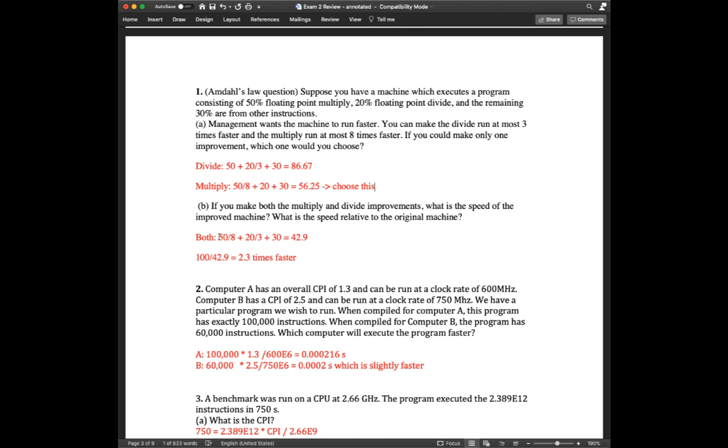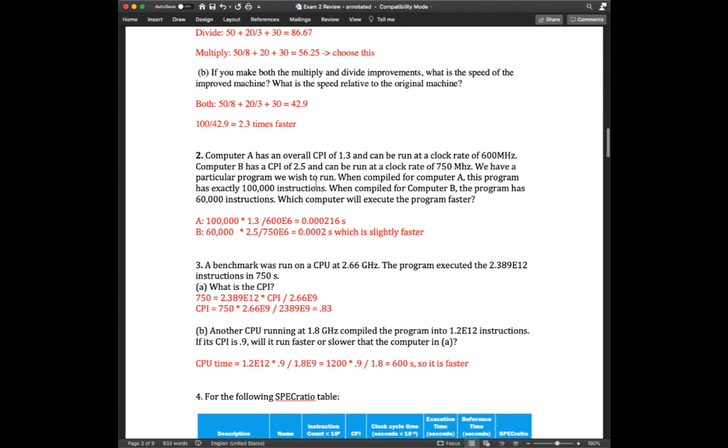If you made both, well, I just put both of those in the calculation here. And I'm asking this on the review, what's the speed relative to the original machine? I won't be asking that on the exam because you don't have a calculator. But I just included it on the review so you'd get a notion, a little more familiarity with the idea of relative performance. So the original performance, we're calling it 100. Divide it by the other time here, and we see that it's 2.3 times faster. Again, I won't be asking you to do this kind of calculation on the test.